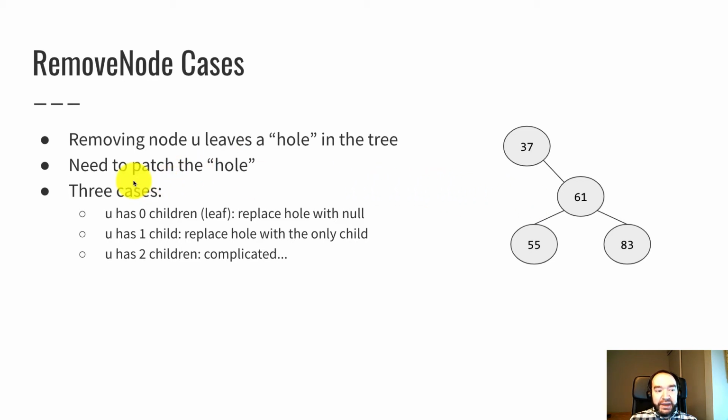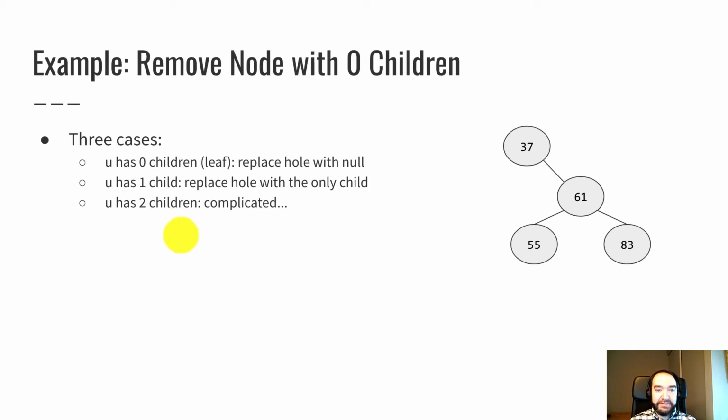It turns out that there are three cases. It depends on how many children U has. U is the node we're removing. If U has 0 children, meaning U is a leaf, then we just replace that hole where a node used to be with null, and that's it. It's a relatively easy case. If U has only one child, then we replace the hole where U used to be with that one only child of U. This is also pretty easy. The one that's complicated is when U has 2 children. Then we have this dilemma: is it the left child or the right child that takes the place of the parent that was removed? We'll get into that in a moment. That one's complicated. First, let's look at the first two simpler cases so we can finish with those.